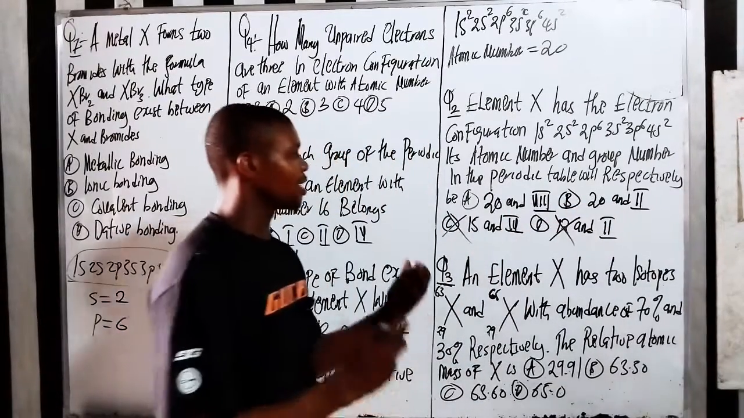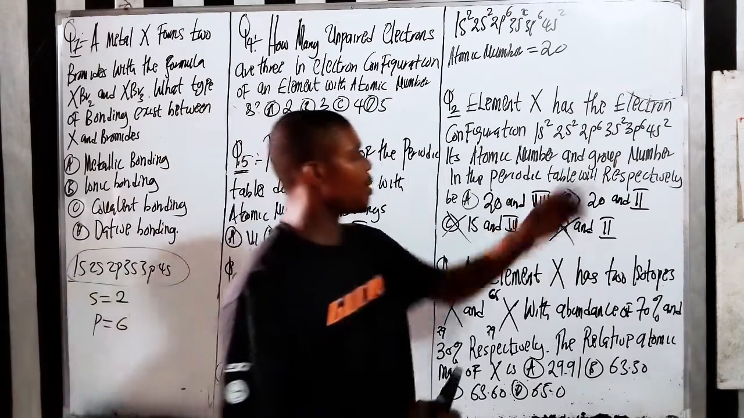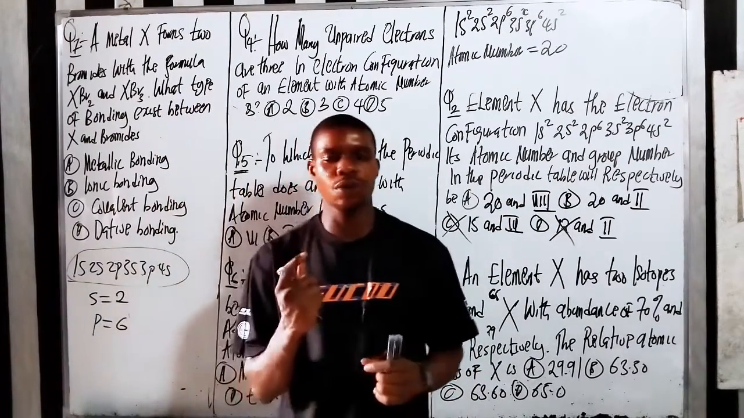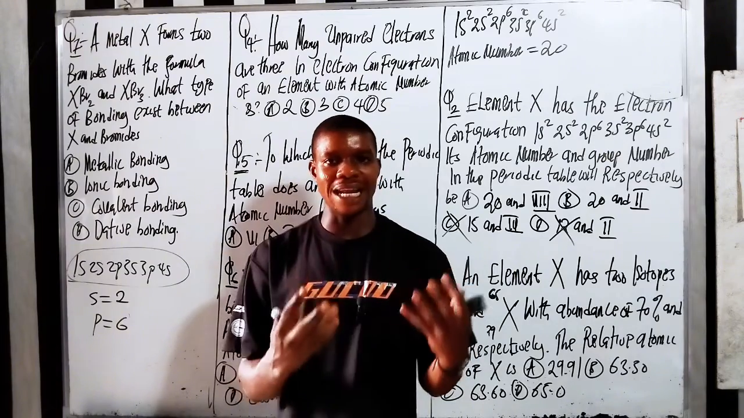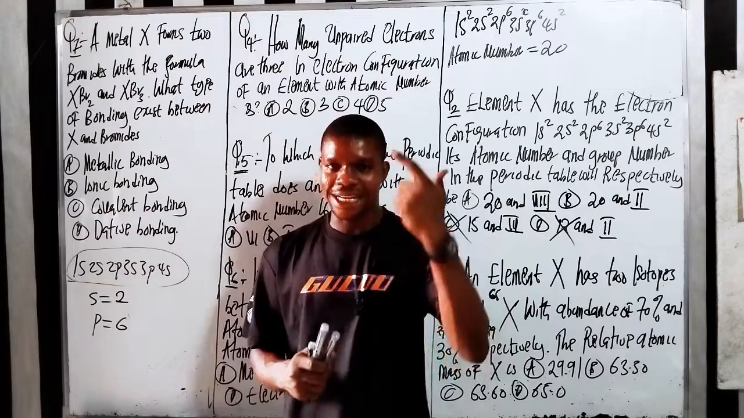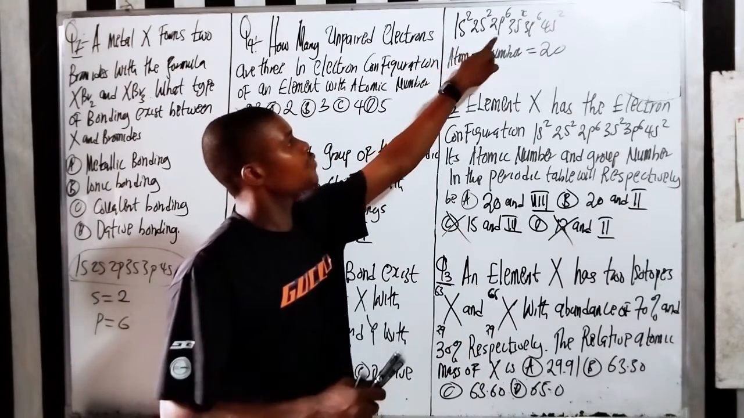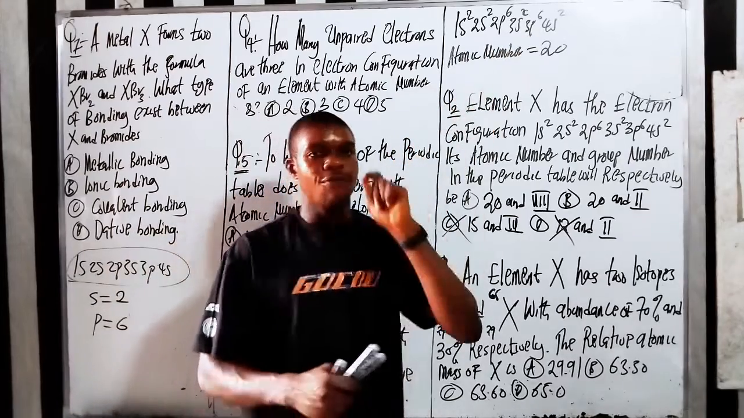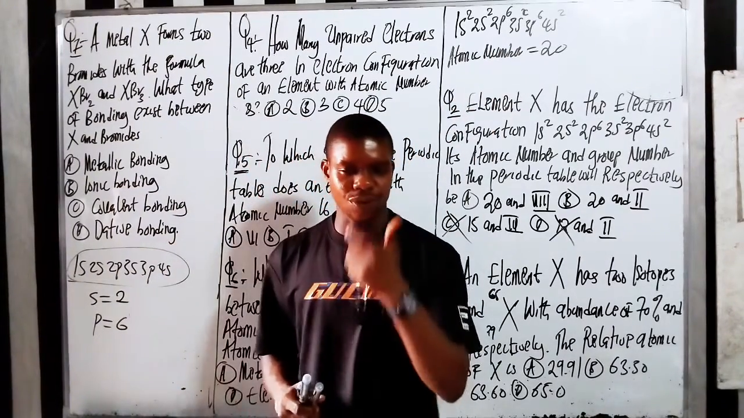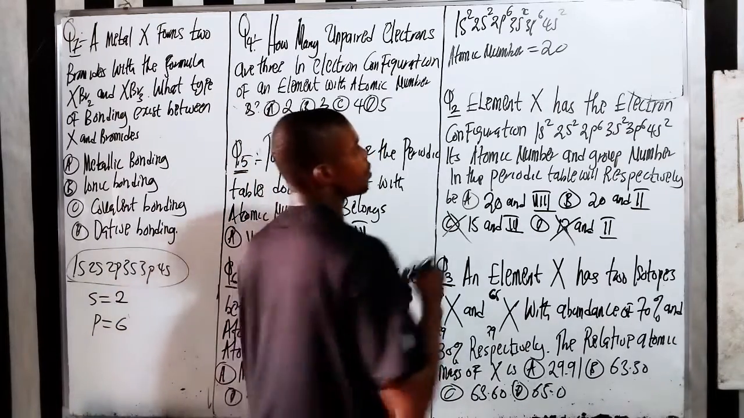So now let's get the group number. For you to get the group number of an element from its electron configuration, you have to look at the highest energy level. If you look at this, here we have 1, here we have 2, here we have 3, here we have 4. 4 is the highest energy level. So if you look at 4 here, we have what?